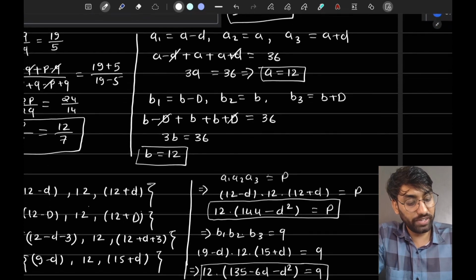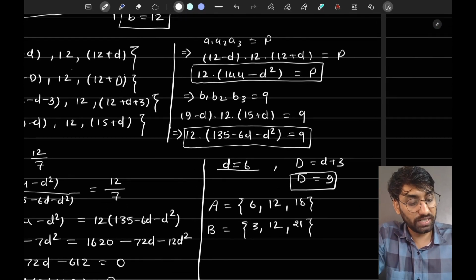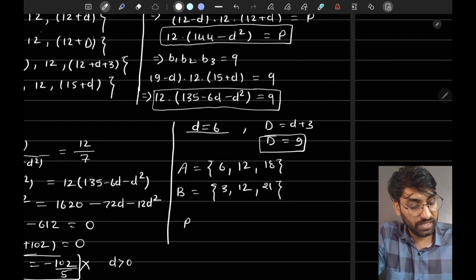So what do we have for the P value? The P value is the multiplication of all those numbers. So P is nothing but 6 into 12 into 18, and Q is 3 into 12 into 21.